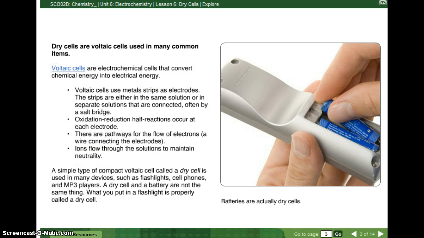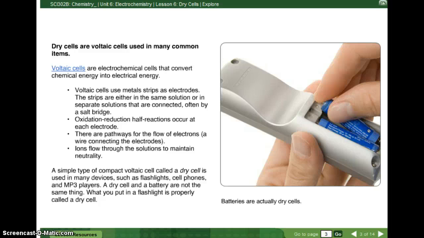Dry cells are voltaic cells used in many common items. Voltaic cells are electrochemical cells that convert chemical energy into electrical energy. Voltaic cells use metal strips as electrodes. The strips are either in the same solution or in separate solutions that are connected often by a salt bridge. So like the pictures that we saw in previous lessons where they're in beakers.